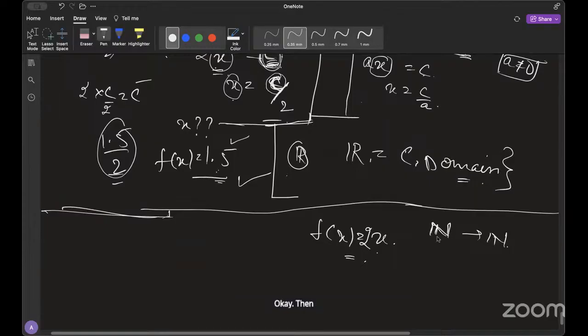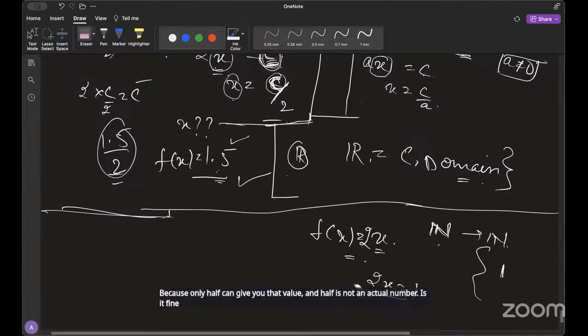Then you're asking if it's an onto function or not. Yes, ma'am. And it's not an onto function. One does not have a preimage, right? You cannot have any x in natural numbers such that 2x equals 1, because only half can give you that value and half is not a natural number. Is it fine now?